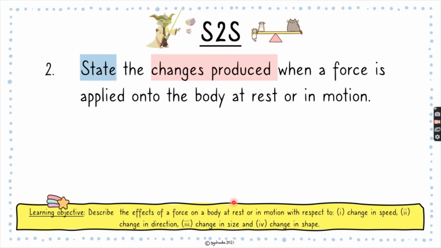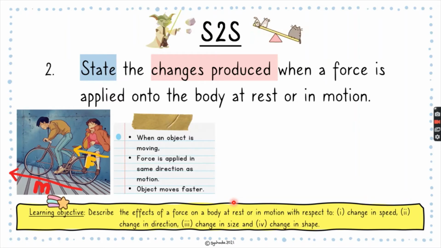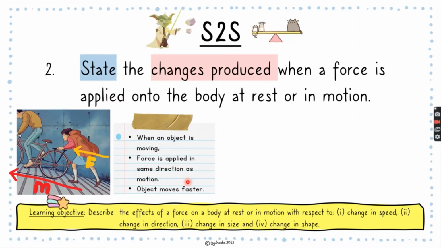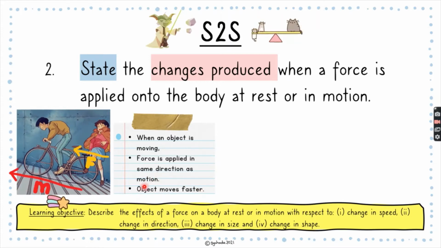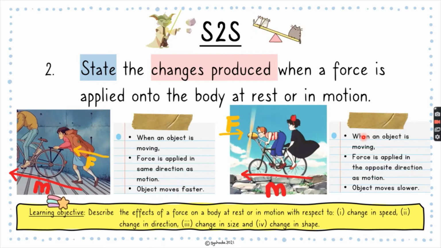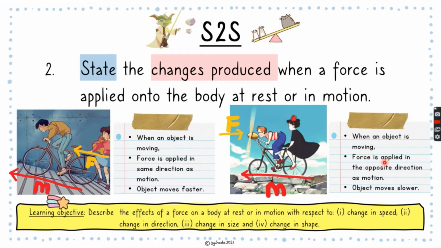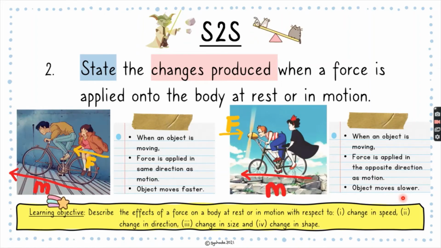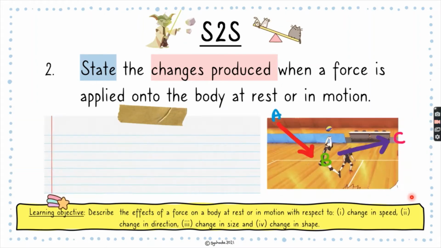Secondly, what are the changes that are produced when a force is applied? So firstly, when an object is moving, when a force is applied in the same direction as motion, then the object can move much faster. Secondly, when an object is moving, but the force applied is in the opposite direction as motion, then the object moves much slower.